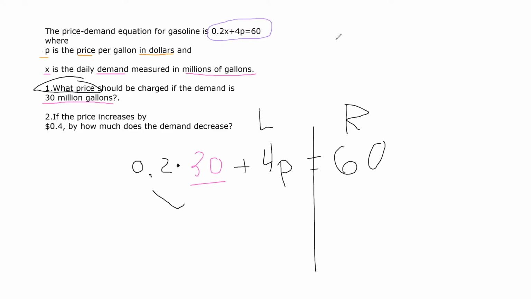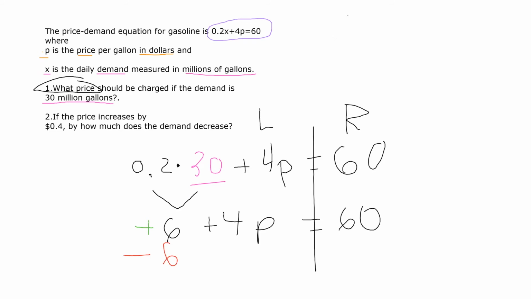Look here, 0.2 times 30. Can I use my calculator and multiply those two numbers? You bet I can. 0.2 times 30 is 6, plus 4p equals 60. So now I'm going to look at my left side. I need the p alone. I need to get rid of some element on the left side. Whole numbers, and by whole numbers, I mean numbers that don't have a letter attached to them, are super easy to get rid of. This is positive 6. I do the opposite of positive 6, which is minus 6 or negative 6.